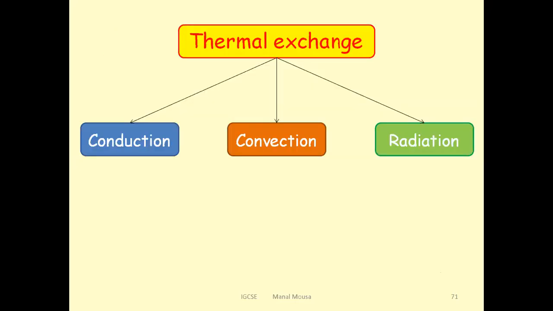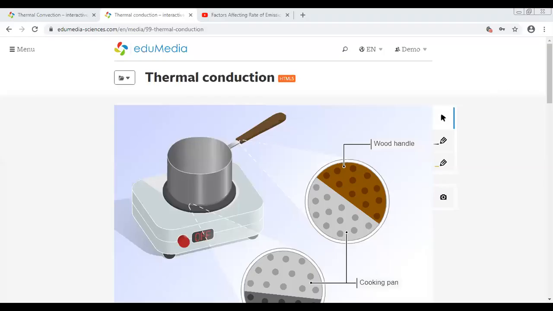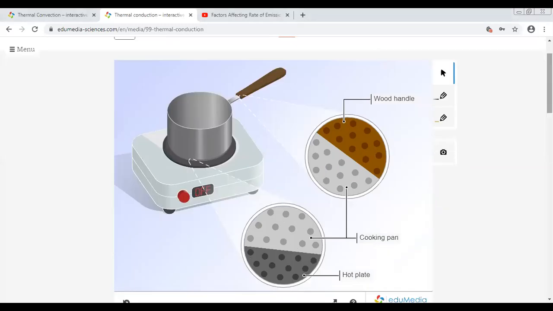Thermal exchange or heat transfer happens through three methods: conduction, convection, and radiation. I'm going to share with you one of the nice simulations about conduction. Now look at this simulation about conduction.